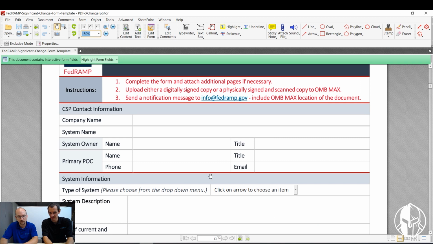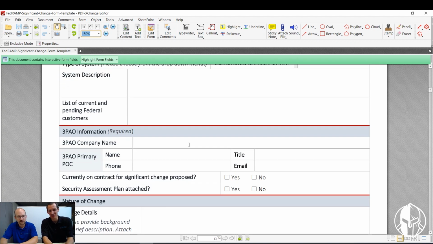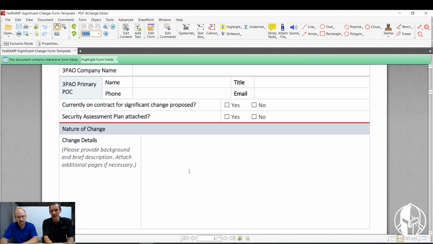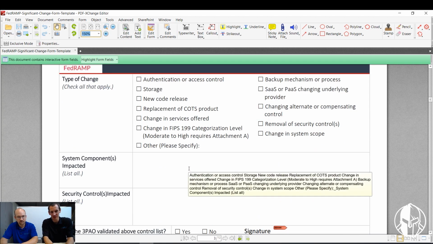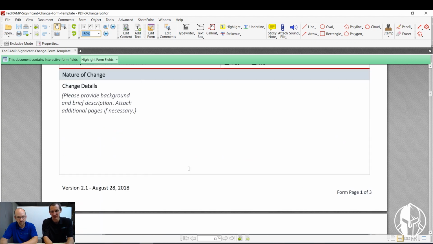Significant change form. So this is really just, I mean, what do we see changed here? The only thing that they really did was rebrand it. They said they fixed some grammar issues and stuff like that, but they also put in a 3PAO validation piece. So they wanted to make sure the 3PAO was on board with a significant change and that they evaluated it and they're contracted for the significant change. And they have a control matrix at the end where you check every single one of the controls that are affected. But nothing huge. So really this is just a minor edit of the previous process.